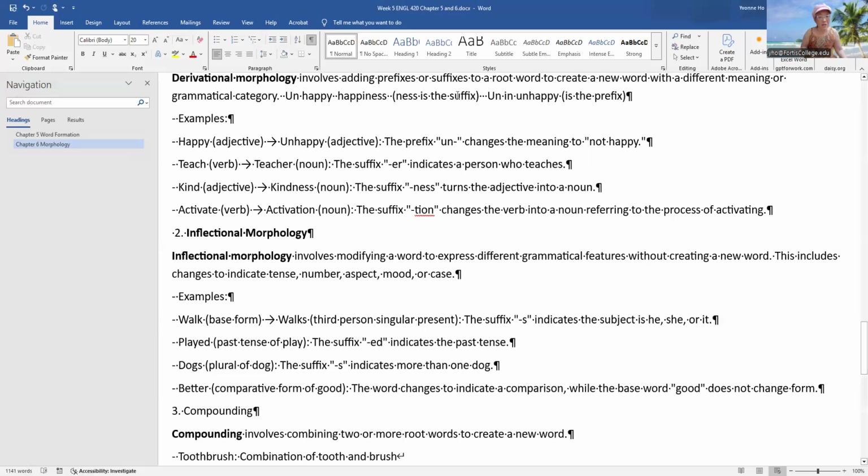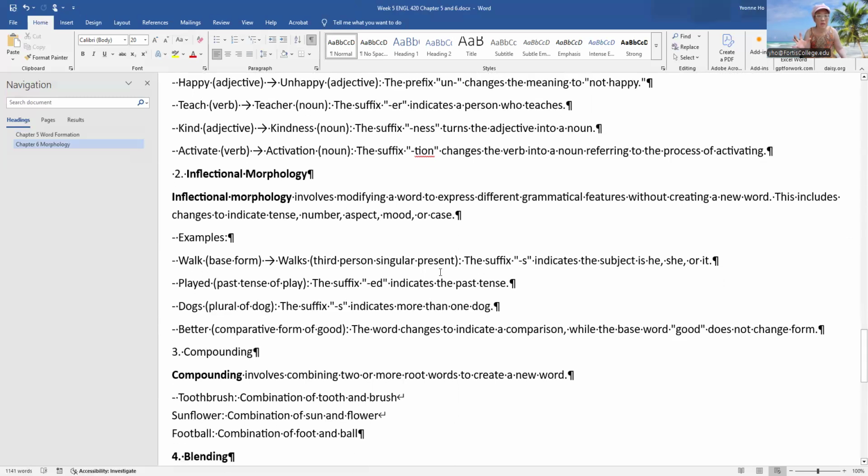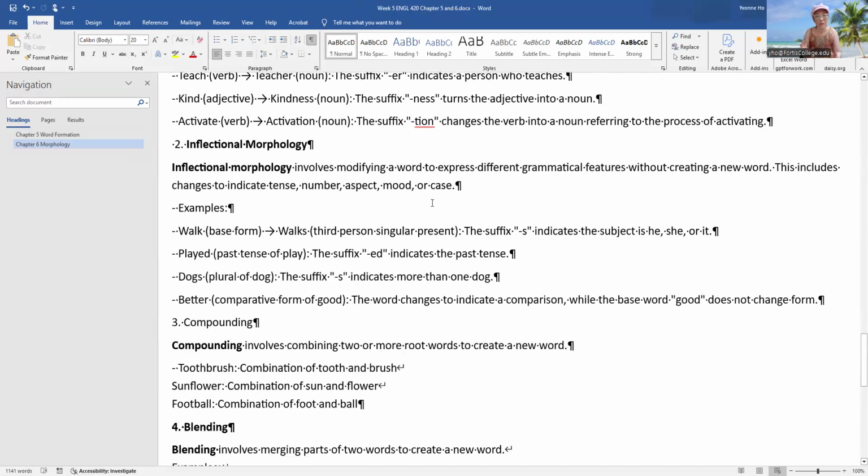But in inflectional, that's derivational morphology, so it does create a new word with a new meaning. But in inflectional morphology, you can change the word around, but you don't change the meaning. So I walked yesterday to the store. Tomorrow I will walk to the store. The meaning of walk does not change by adding the suffix, walks or walked.